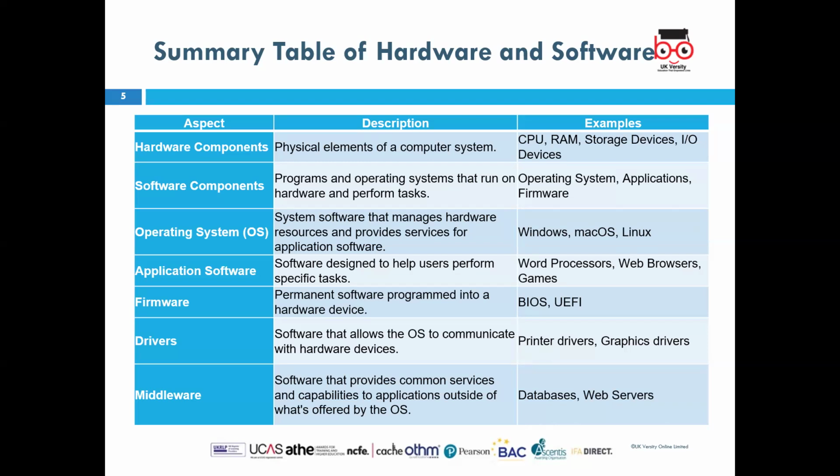Firmware is a permanent software program in a hardware device, such as our BIOS. Drivers are software that allow our operating system to communicate with hardware devices. Then we also have middleware, where this software can provide common services and capabilities for applications outside of what's offered in our operating system.